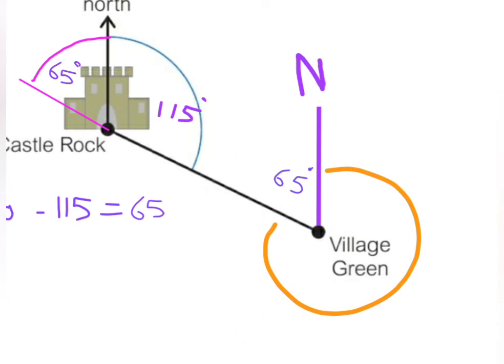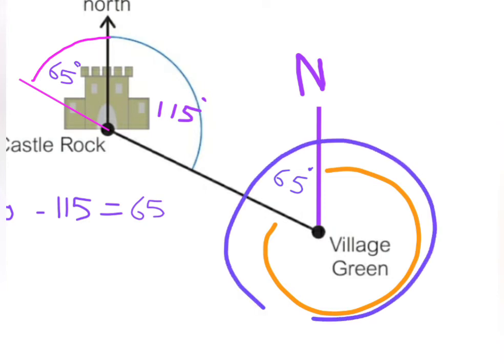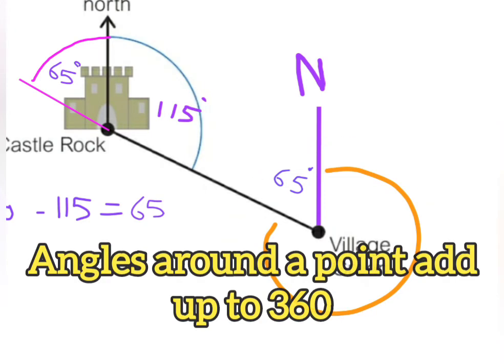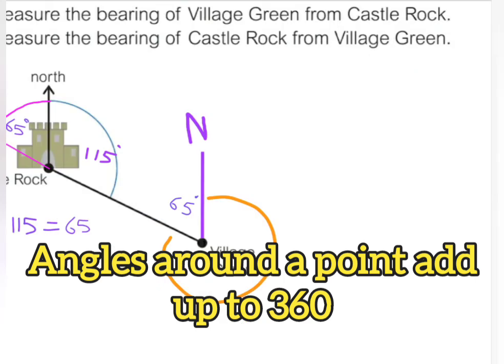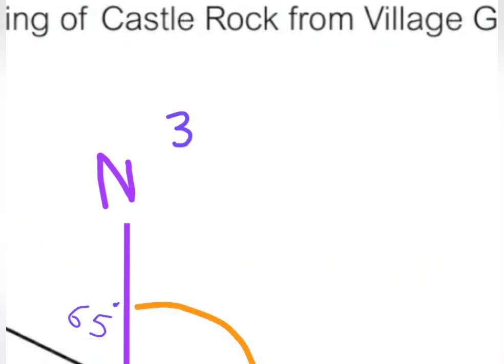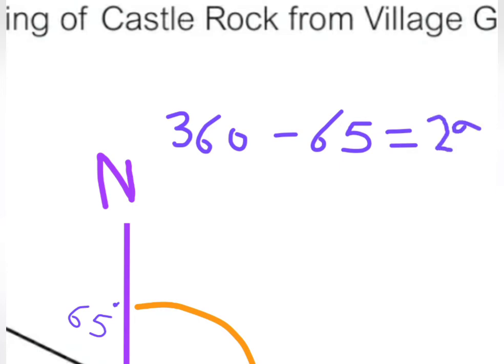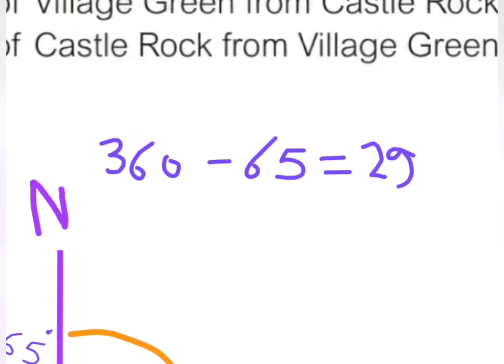How can I find this? By using the rule of angles around a point. Now, angles around a point, they add up to what? Very good, 360. So I'm going to say that 360 minus 65 equals what? Very good, it's going to be 295. You can use the calculator to do this. So 295.